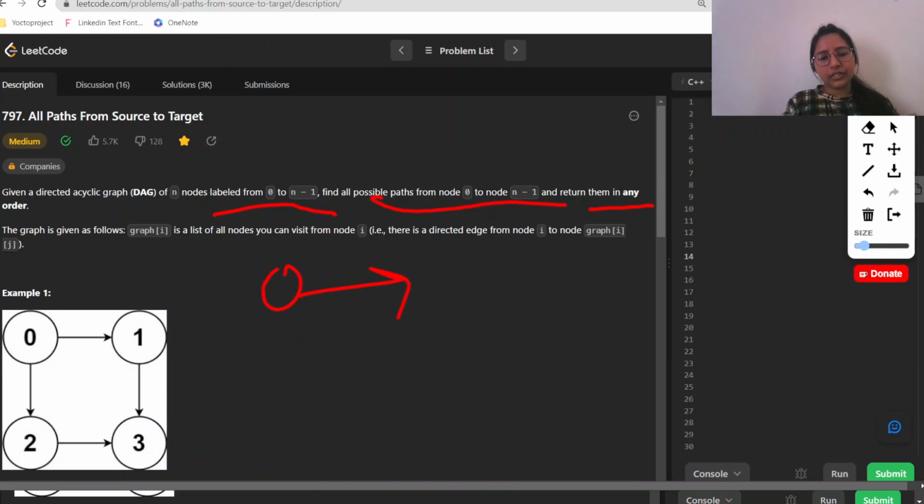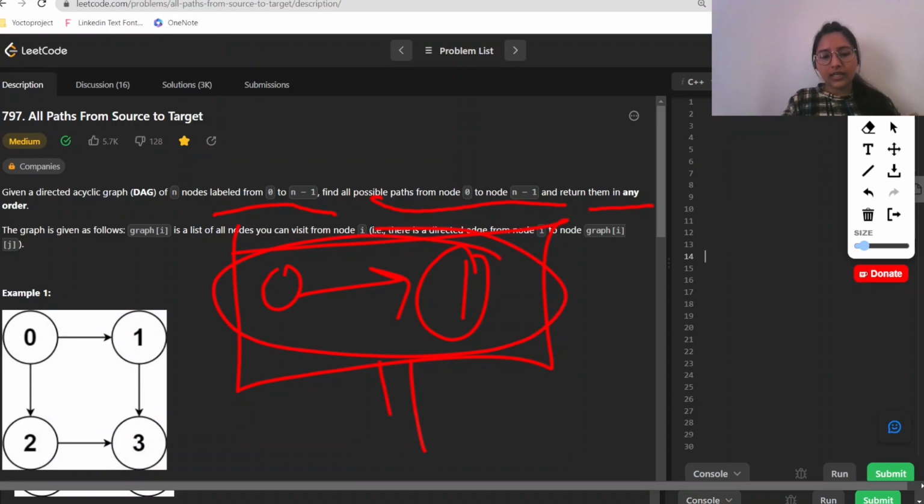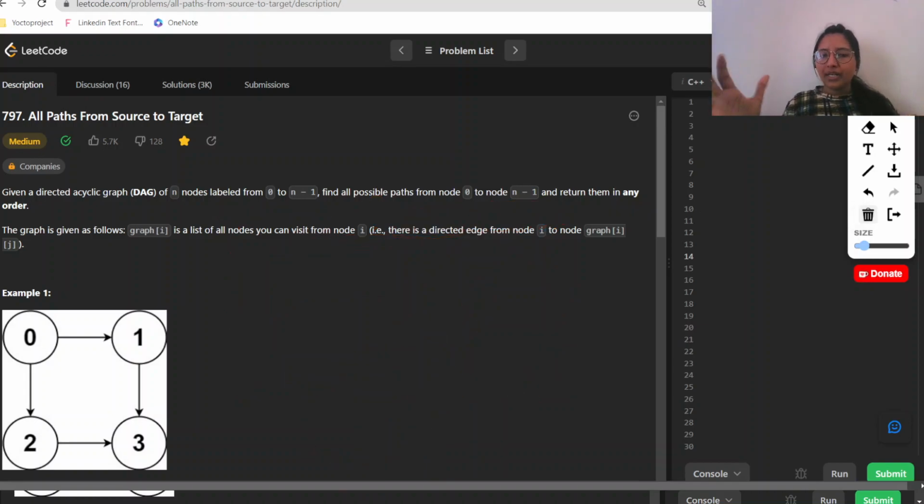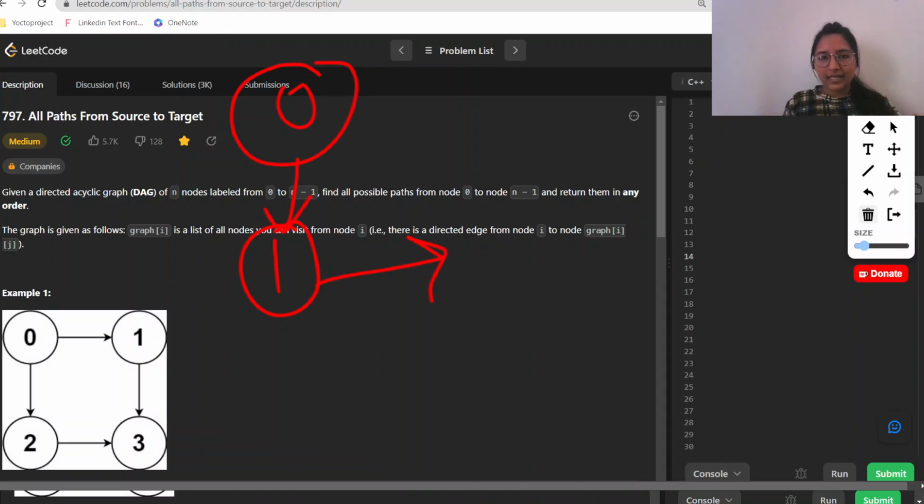Basically, it's 0 to 1. If this is the only graph being given to us, we can clearly see that there is only one path, that is this one. So we are required to return this one path, which means we return 1. But if there are more nodes than this, our starting node is always 0 and our ending node is always the n minus 1 node, that is 2 here.